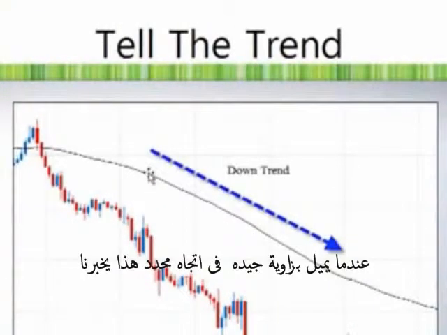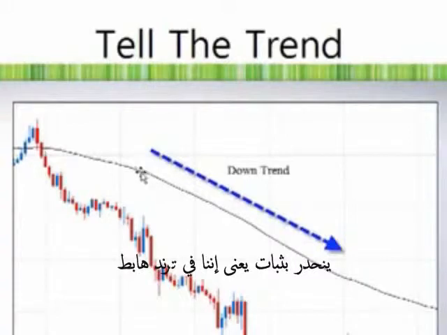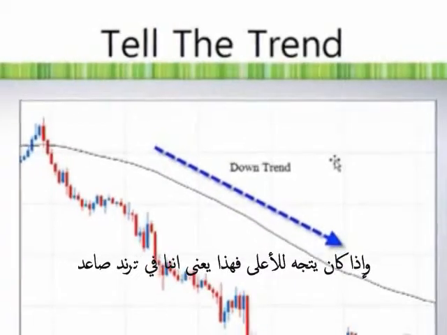When the 200 EMA is sloping at a good angle in a particular direction, it is telling you that it's in a strong trend. In this case, you can see it's sloping downwards in a steep gradient, so it's in a strong downtrend. If it's sloping upwards with a good gradient, it's actually an uptrend.